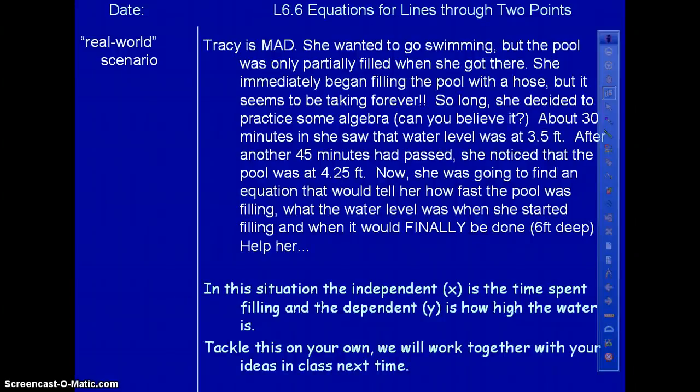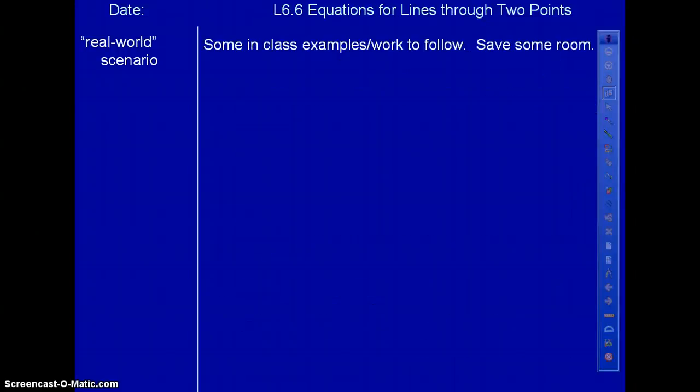So tackle this on your own. We'll continue looking at it when we come to class together, using your ideas. We'll probably add in another example or two, so go ahead and save some room.